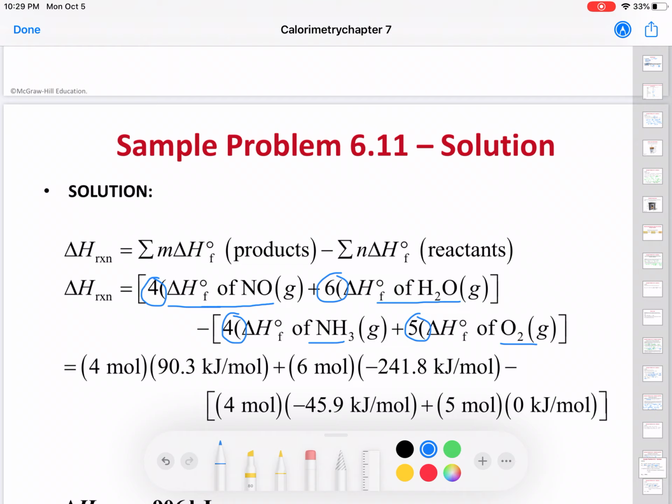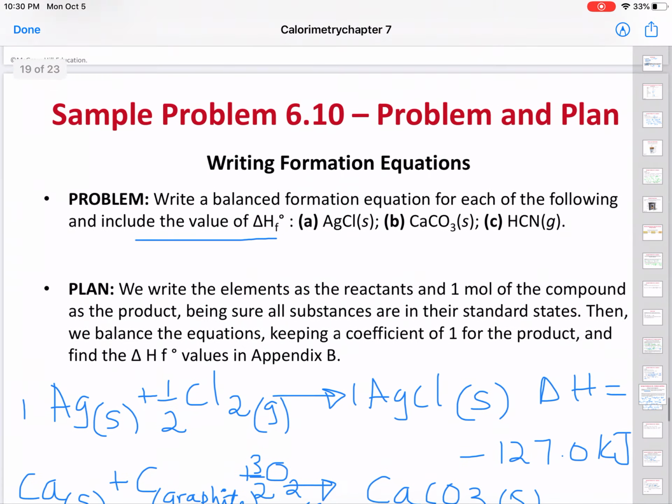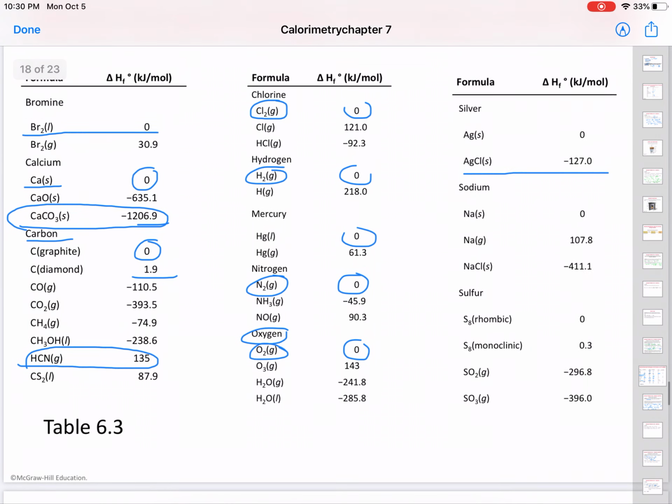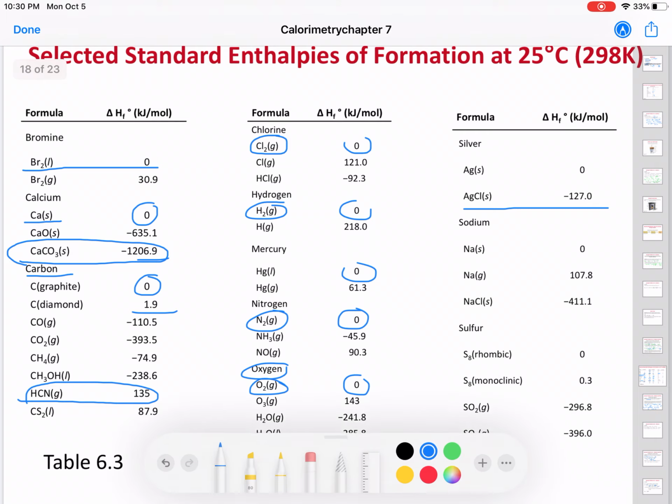And we need to find the delta H formation of nitrogen monoxide. Let's look at our table and see nitrogen monoxide gas. Do we see nitrogen monoxide gas here? We do. Nitrogen monoxide is this one, 90.3. So you write that one down, 90.3. And what else do we have? We have ammonia, NH3. Yes, negative 45.9. We need that value too.